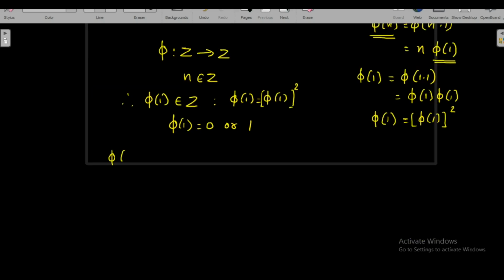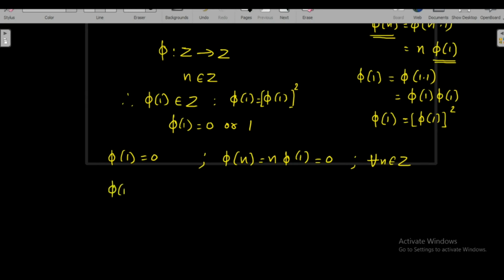Now suppose phi of 1 equals 0. Then what will be phi of n? Phi of n is actually n into phi of 1, so that's equal to 0 for all n belonging to Z. So here the map phi is the trivial map, that is, mapping all the elements of Z to the element 0 in Z.